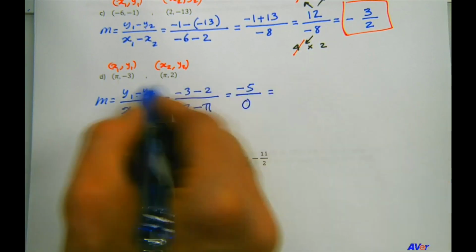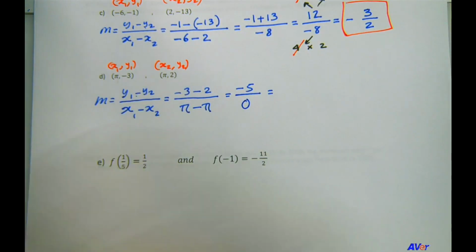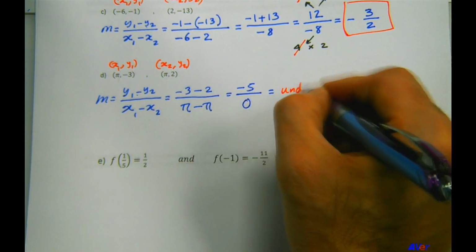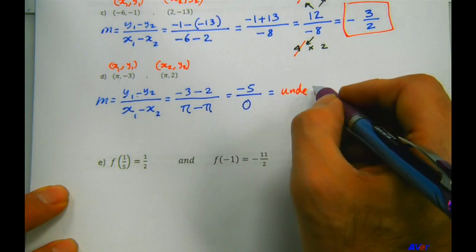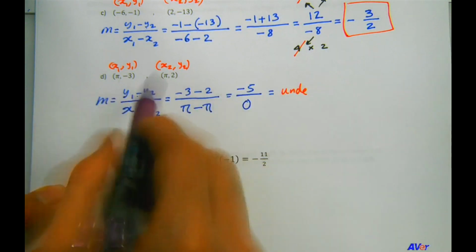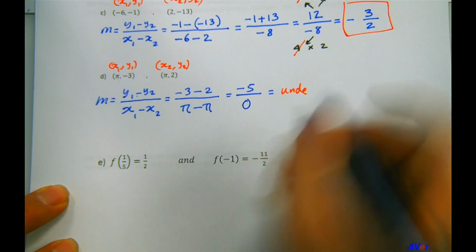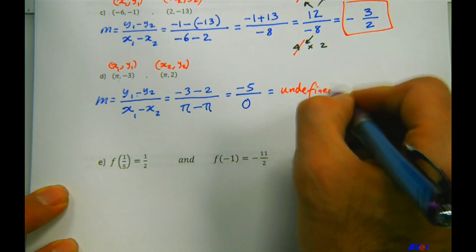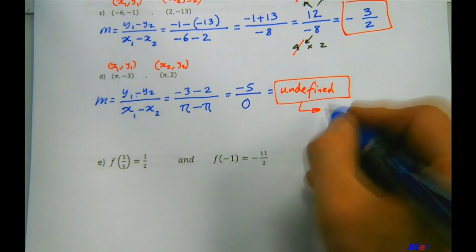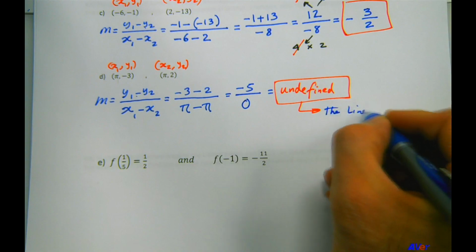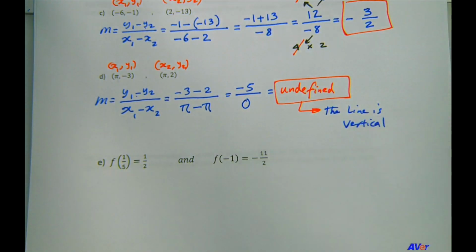So the slope of the straight line that connects these 2 points is undefined, right? Because of this 0, we're dividing by 0. So that means this line that connects these 2 points is vertical. Undefined, the line is vertical, as we showed earlier, right?